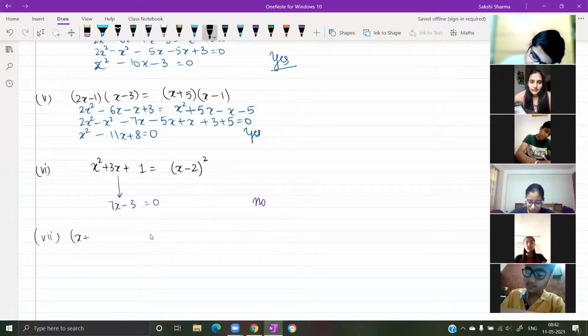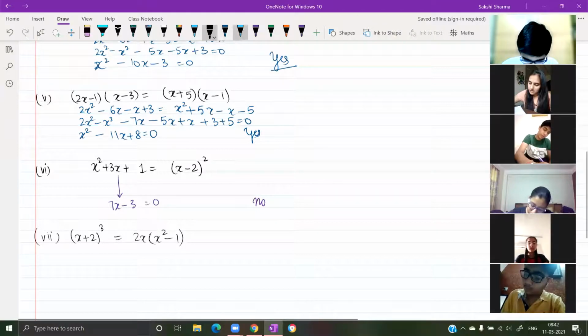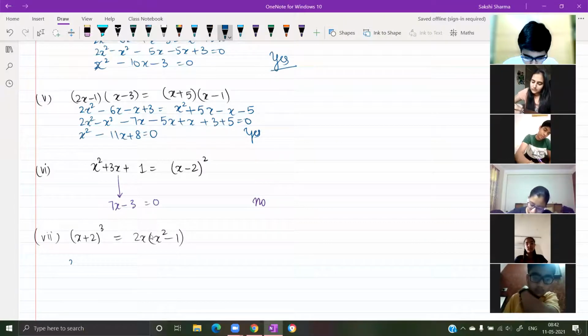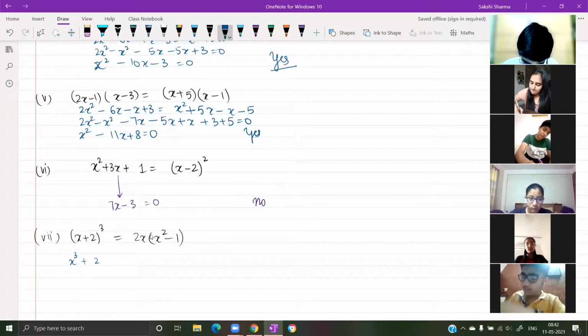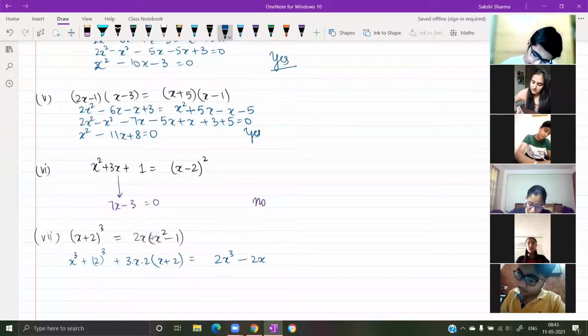Seventh part, we have (x plus 2) whole cube equals 2x times (x square minus 1). I hope you remember the identities we studied last year. Expand the cube, (x plus 2) whole cube, using a cube plus b cube plus 3ab into (a plus b), and expand the right hand side. And now simplify.